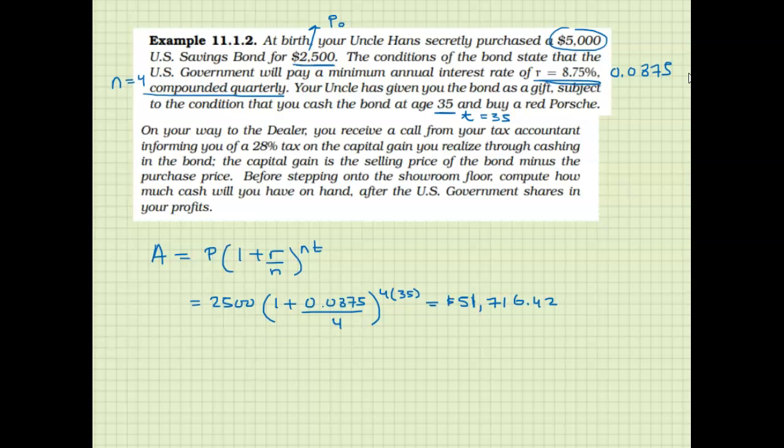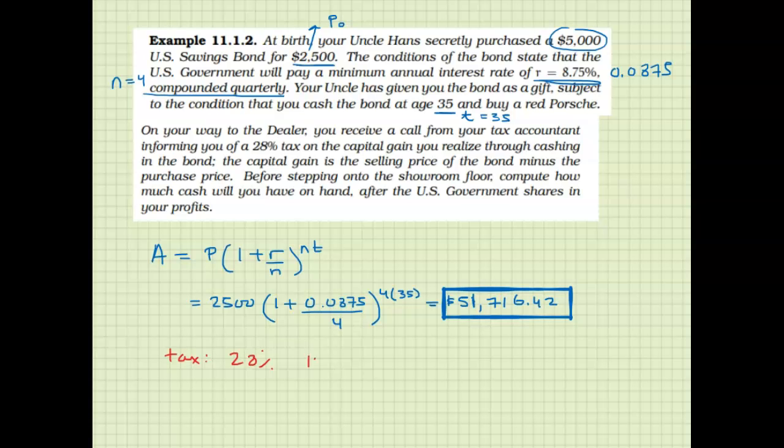Okay, so if your uncle never did this for you, you could invest $2,500 for a newborn or a young niece or nephew that you have, if you can get a good interest rate. Then by the time they're 35, they can have about 50 grand. All right, so you need to pay tax on this. The tax is 28%, so you have to find 28% of this and subtract it.